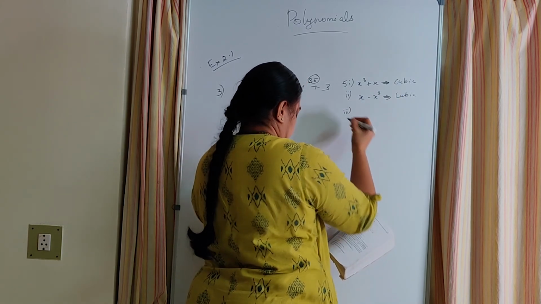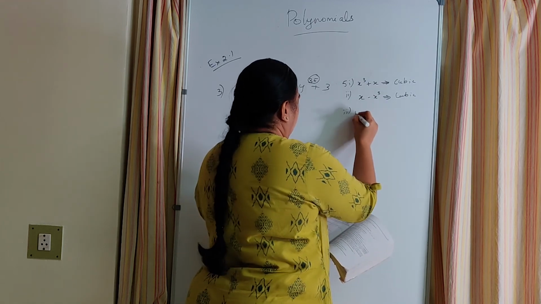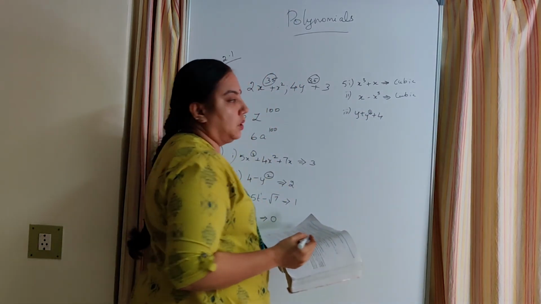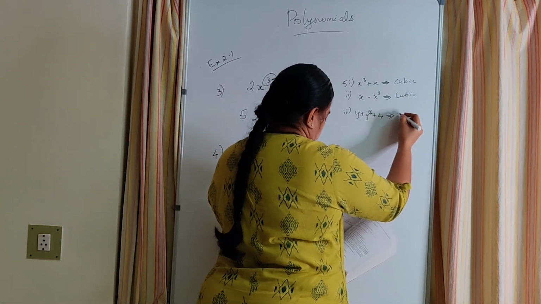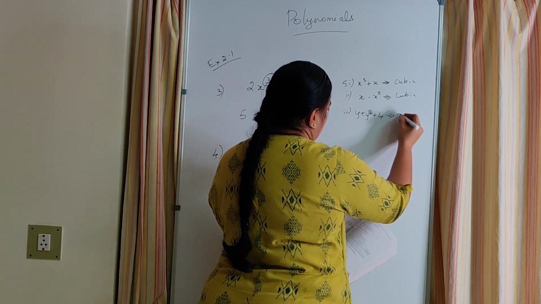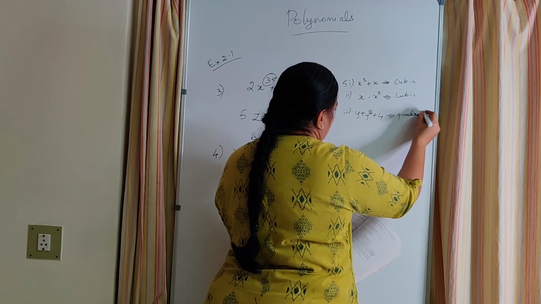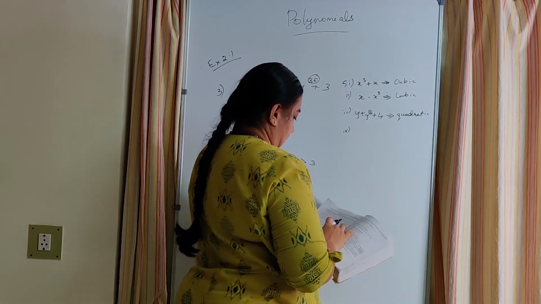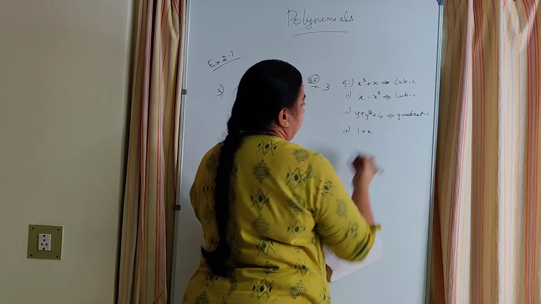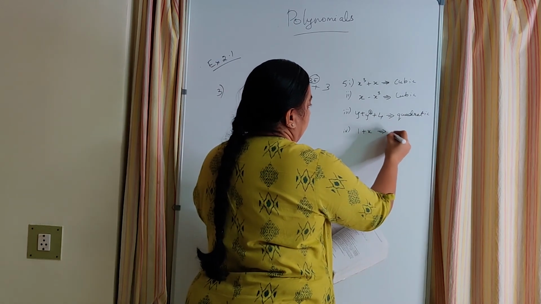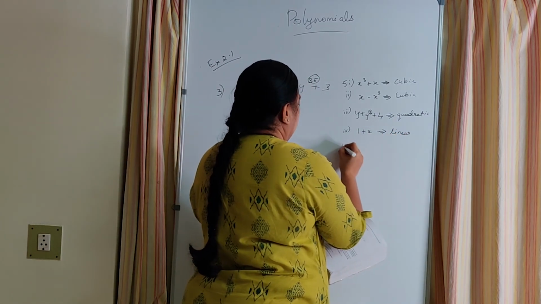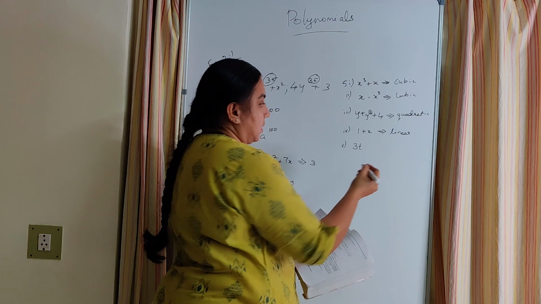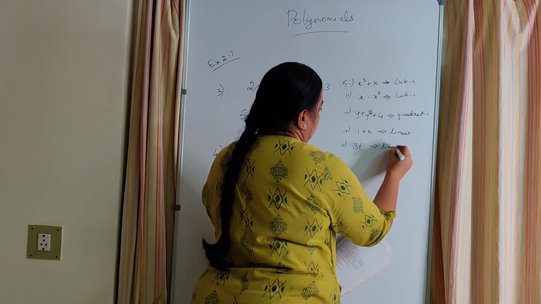Then the third sum, y plus y square plus 4. It has got a maximum power of 2, so it is called a quadratic polynomial. Then the fourth sum, 1 plus x. The power of x is 1, so it is a linear polynomial. Then the fifth sum, 3t. Again, the power of the variable is 1, so it is a linear polynomial.